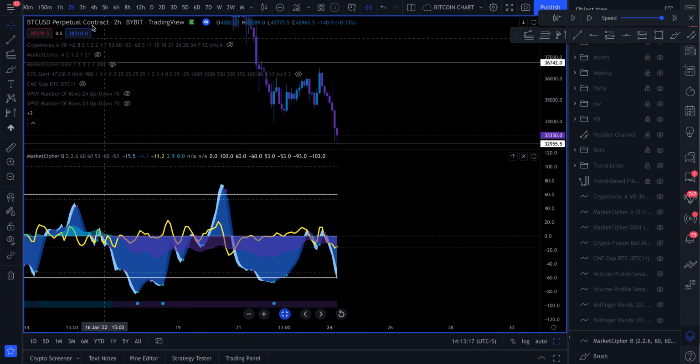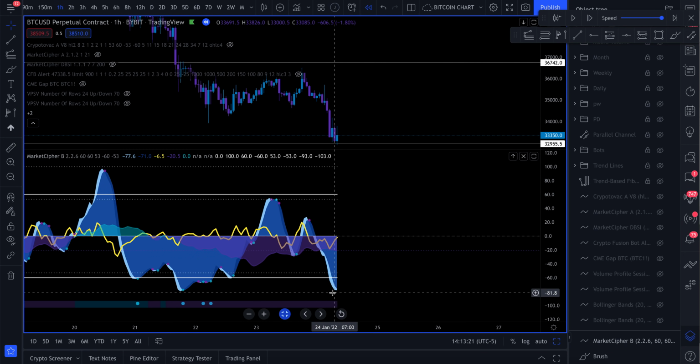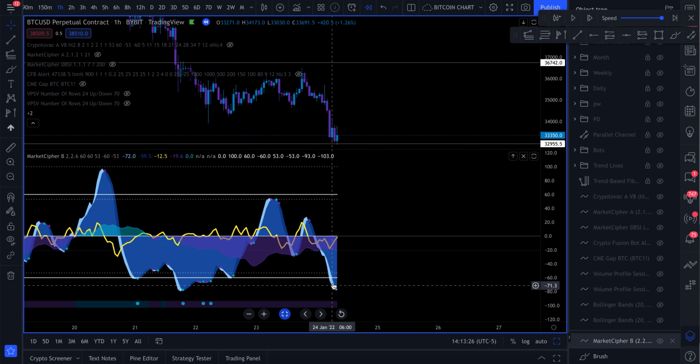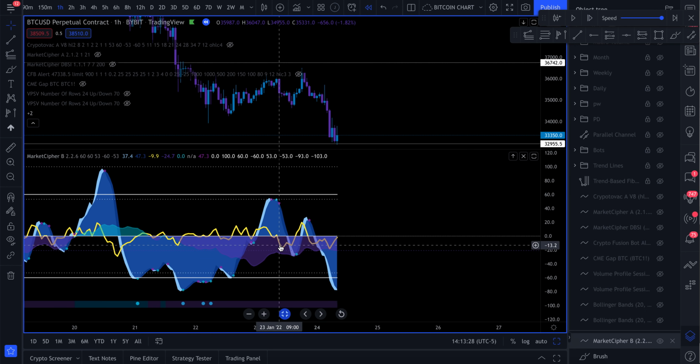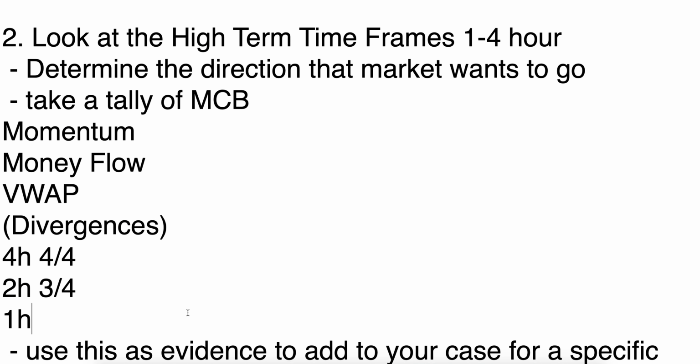And then we come over to the 1 hour. What do we see? We clearly have a bullish divergence here. Money flow is coming up, and we're bottoming out for sure. And let's say that you don't consider this a bullish divergence on the VWAP because you're only considering it from here to here, and it's getting lower. So we'll say 3 out of 4 things are bullish right here. We're being conservative.